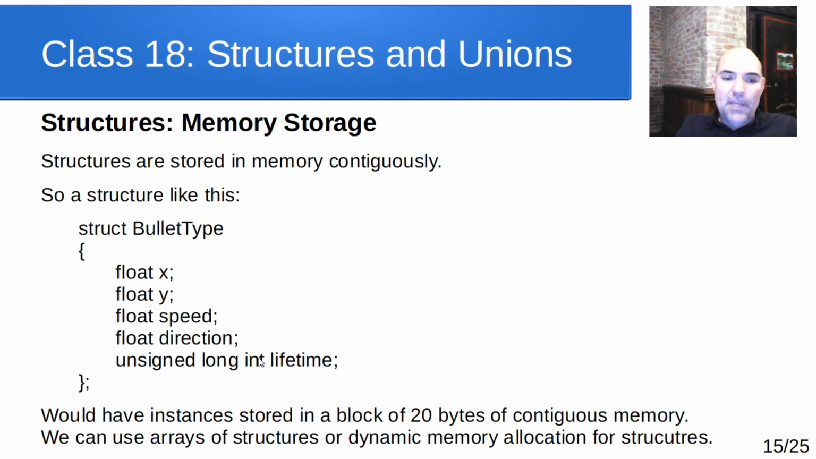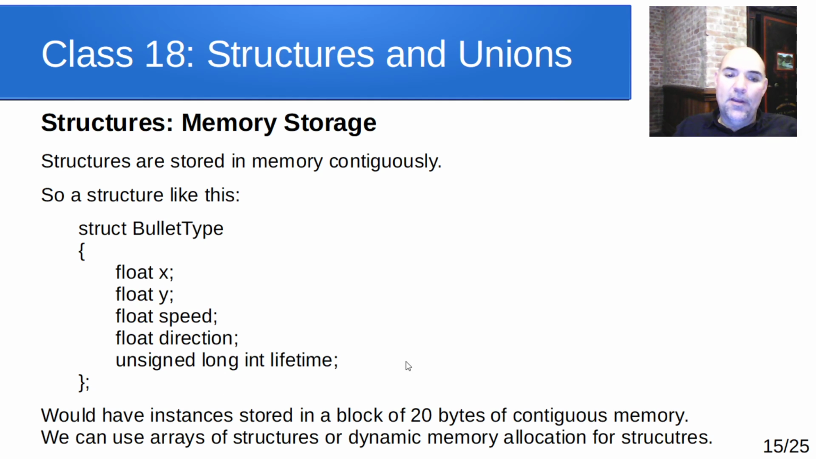Something like this would give us 20 bytes of contiguous memory. So 4 for that float, 4 for that one, 4 for that one, 4 for that one, and then 4 for the unsigned long int for lifetime. So if we add all those up, 4, 8, 12, 16, 20 bytes, contiguous memory. Again, no overhead, no extra stuff being stored, no object that has other stuff associated with it, just this block of data organized in this way.